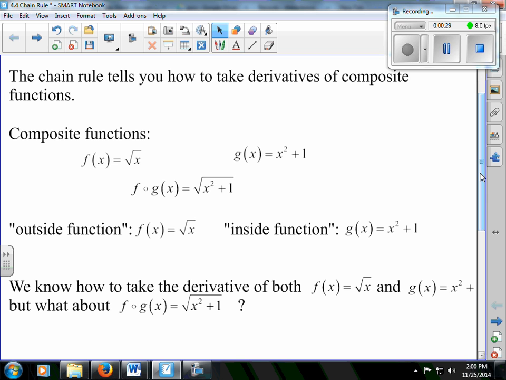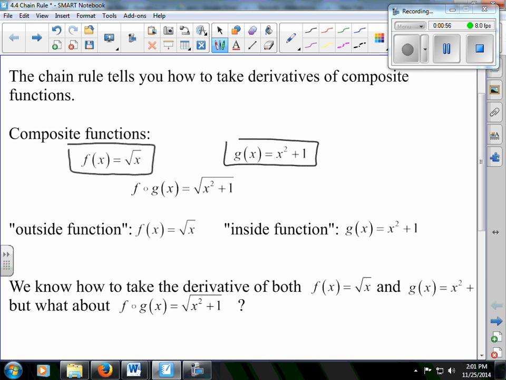When we use the chain rule, it's going to be the method for taking derivatives in which you have two functions. We're going to say one is the inside function and one is the outside function. Technically, these are composite functions. For example, we have f of x equals square root of x. You know how to take the derivative of that right now. That's x to the 1/2 power. G of x is x squared plus 1 here. You also know how to take the derivative of g of x. That's g prime, which would be 2x.